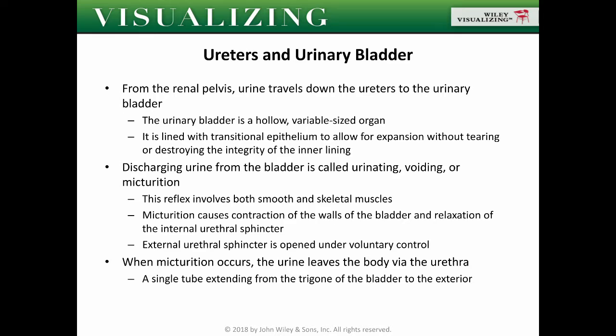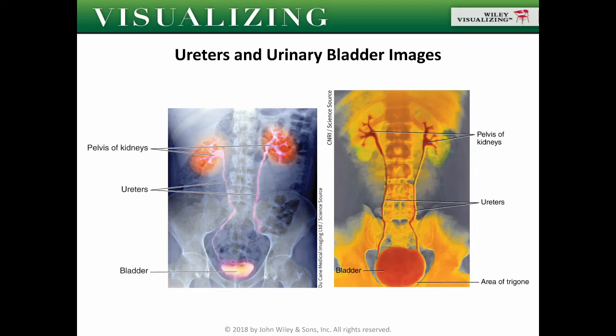This is a reflex that involves both smooth and skeletal muscles, similar to how the anal sphincter works, so you have voluntary control over when you urinate. Micturition causes contraction of the walls of the bladder and relaxation of the internal urethral sphincter. The external urethral sphincter is opened under our voluntary control. During micturition, the urine leaves the body via the urethra, a single tube extending from the trigone of the bladder to the exterior.